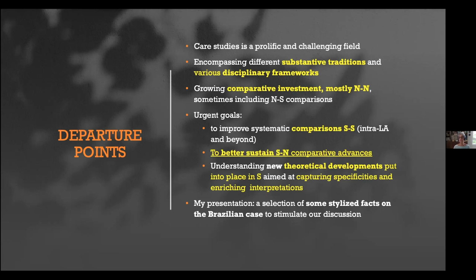First, I think it's interesting to improve systematic South-South comparison, either intra-Latin American, as we did in the book, and beyond. Those comparisons are very important to better sustain South-North comparative advances, in a way that we can understand new theoretical developments put into place in the South, aimed at capturing specificities and enriching interpretations on care. So in my presentation, I'll be selecting some stylized facts on the Brazilian case to stimulate our discussion on these frontiers, exploring specific features of the social organization of care in the South that can be relevant for theorizing care and overall care work, which is my privileged prism.